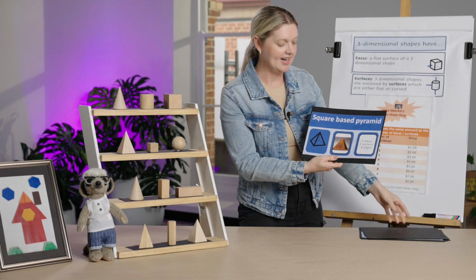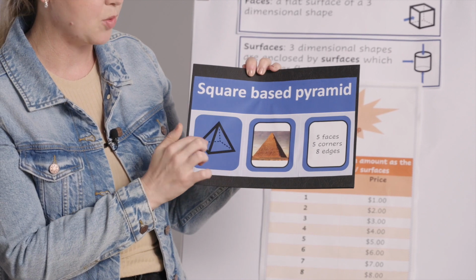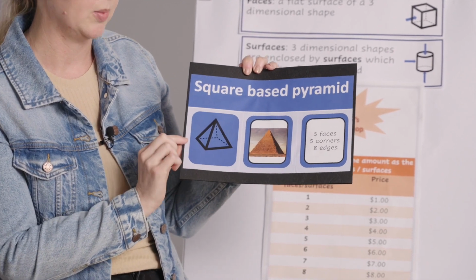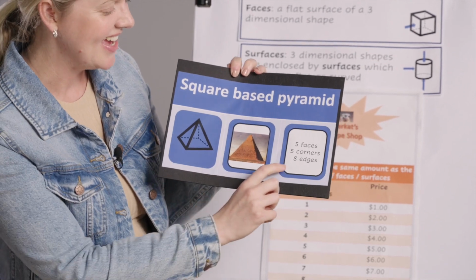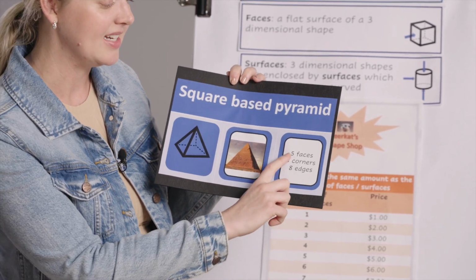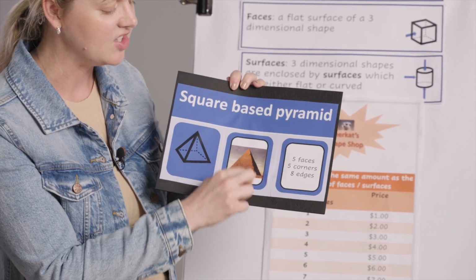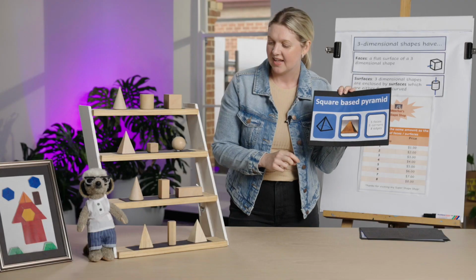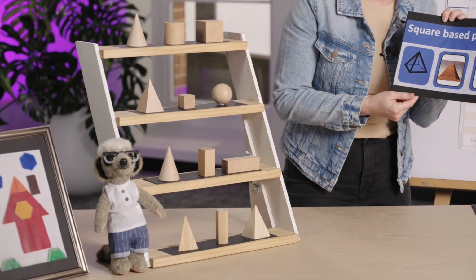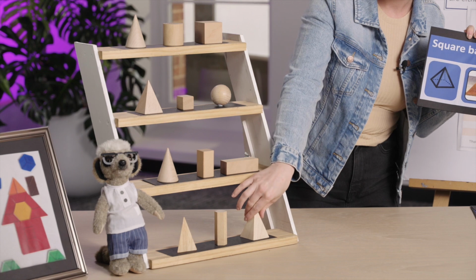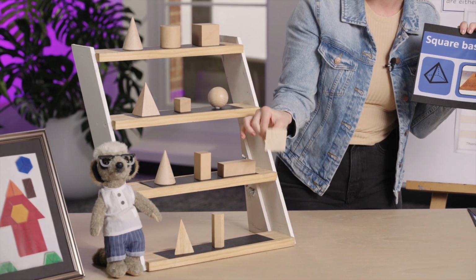Okay, now this one, it's a pyramid and it has a square base. So we call it a square-based pyramid. And square-based pyramids have 5 faces, 5 corners, and 8 edges. Can you find a square-based pyramid? Might be a little hard to see, but if I show you that, can you see the base is square shaped?